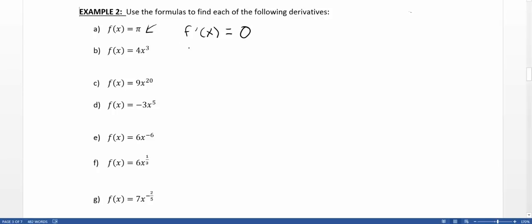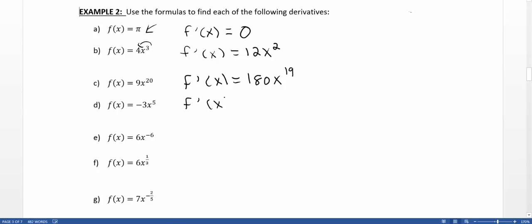So for the next one, we're going to use our constant multiple rule paired with our power rule. So here the 3 is going to come down and multiply the 4, giving me 12x, and now we subtract 1 from the power, so 12x squared. For the next one, we have 9x to the 20th. So the 20 is going to come down and multiply the 9, giving me 180x. Now we subtract 1 from the power, and we get 19.